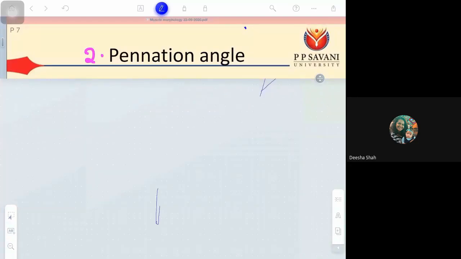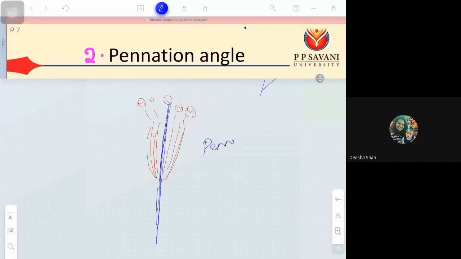This is the tendon and this is the muscle. Imagine, this is the muscle fiber. Clear? So muscle fibers 1, 2, 3, 4, 5. What is the angle of muscle fiber 1? It is 0, because it is parallel to the tendon. Or in other words, the pennation angle for muscle fiber 1 is 0.